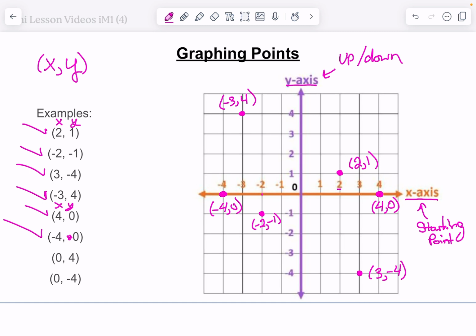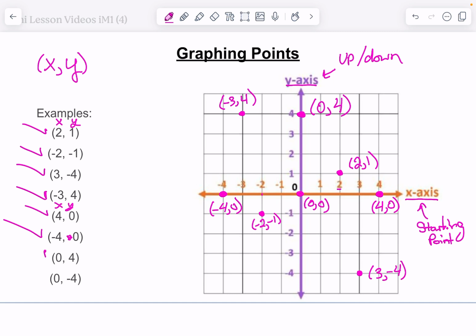Now, the last 2 points, y has a number, and now x is 0. So our starting point for x is at 0, which would be where the 2 lines cross, where the y-axis and the x-axis cross. That's our 0, 0 point right here. So if x is 0, we're going to start in that middle point. Y is 4, so that means we're going to go up 4. And there's our new point.